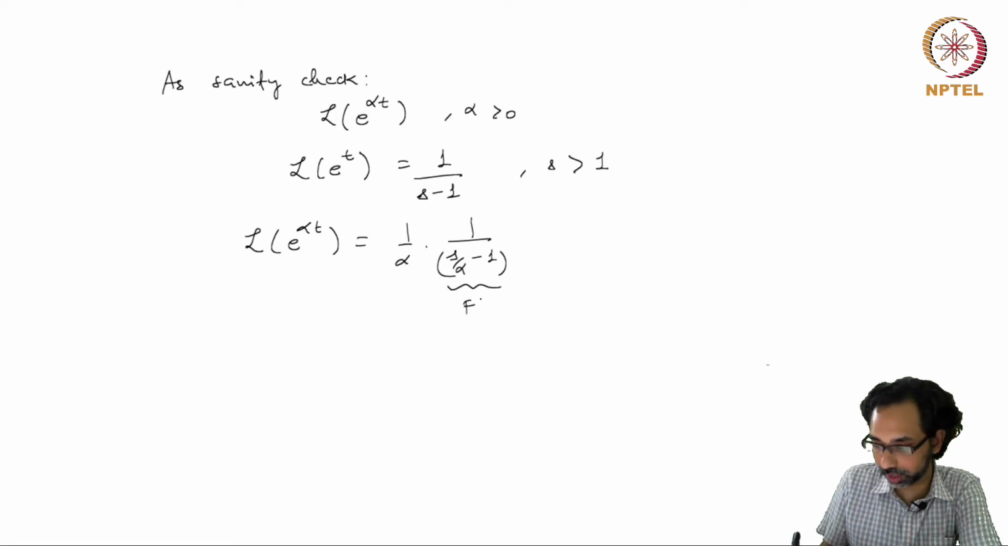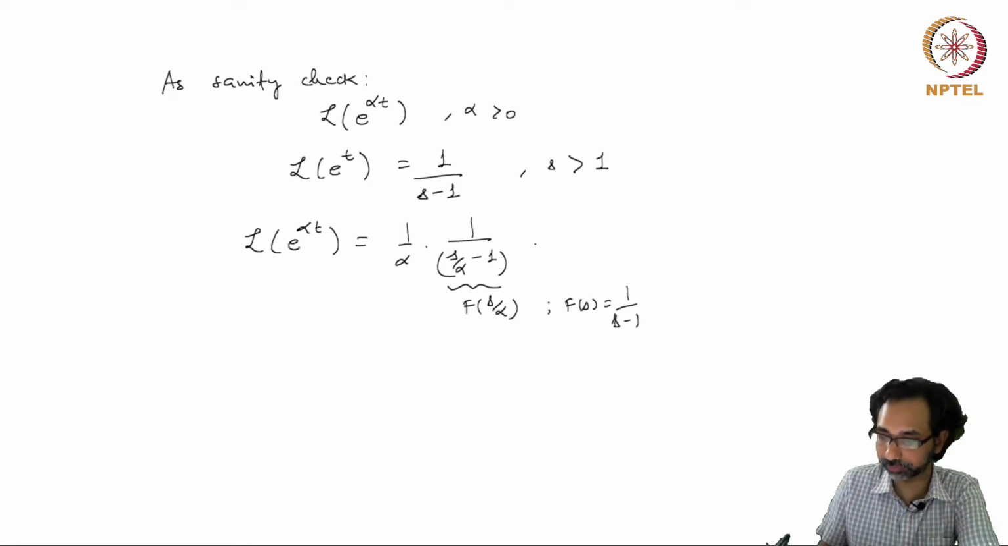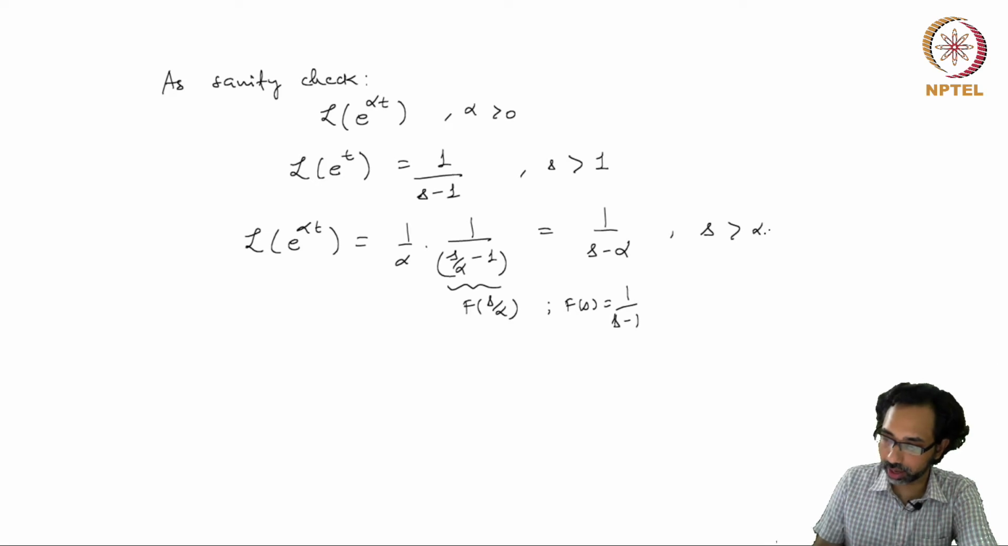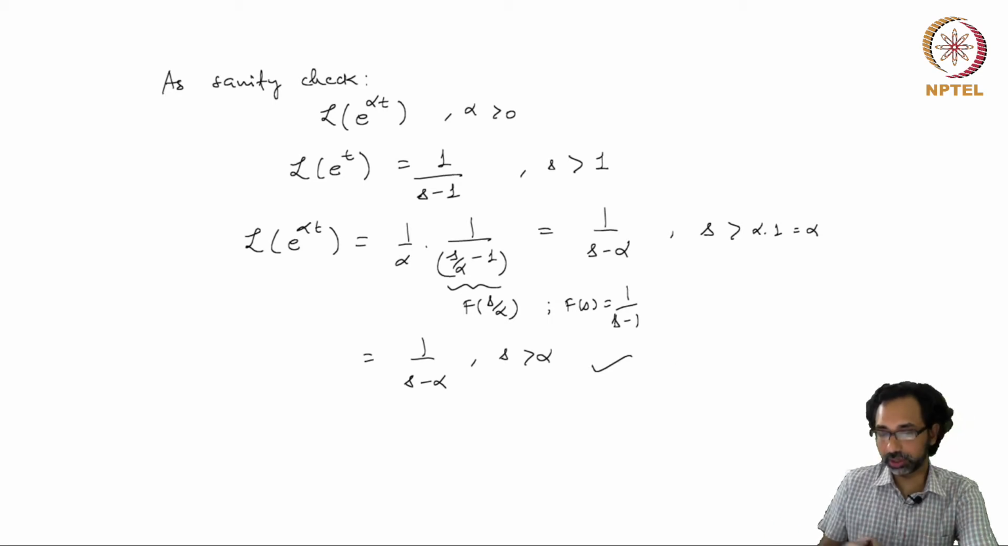So this is just F of s by alpha, where F of s is 1 over s minus 1, and this is just 1 over s minus alpha, and the region of convergence is s greater than alpha times 1, which is alpha. So you get the Laplace transform of e to the alpha t is 1 over s minus alpha for s greater than alpha, and this is exactly what we got from a direct computation. So this formula is okay.